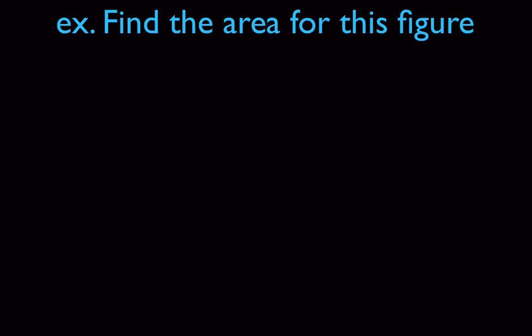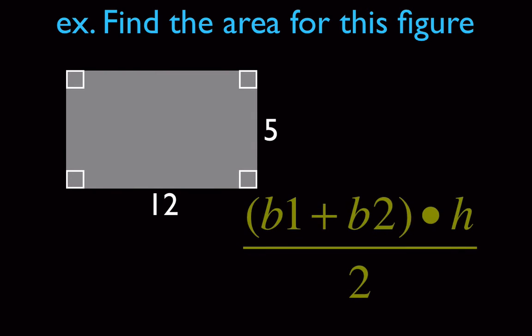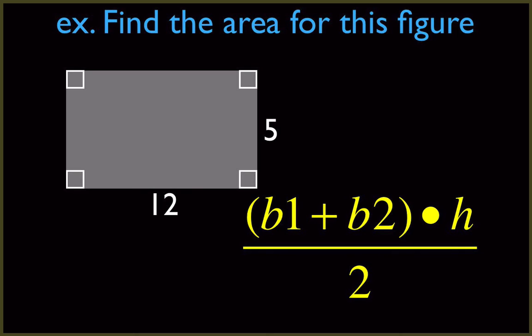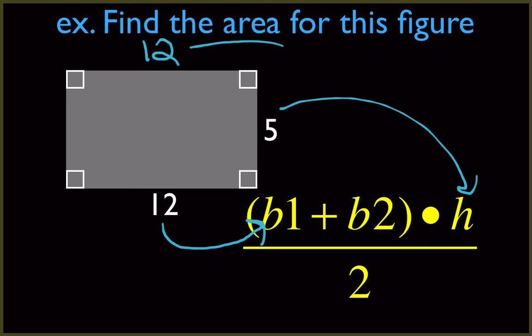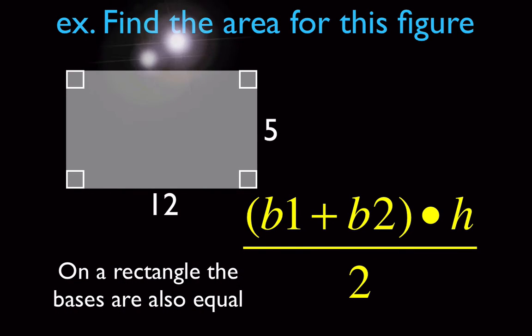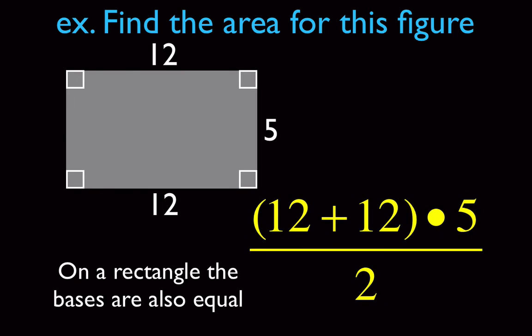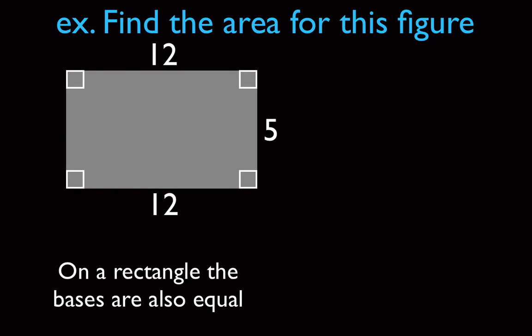Let's take a look at a second example. Again, same as before, we want to identify what our two bases are and what our height is. Well, you probably can see my height right there is 5. One of my bases is 12, but the question is what's my second base? Well, a rectangle, much like the other one, the bases are the same. So this is also going to be 12.